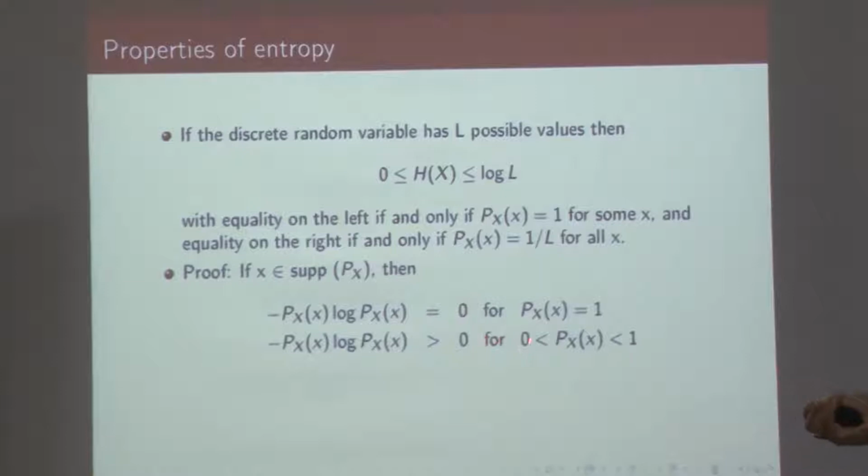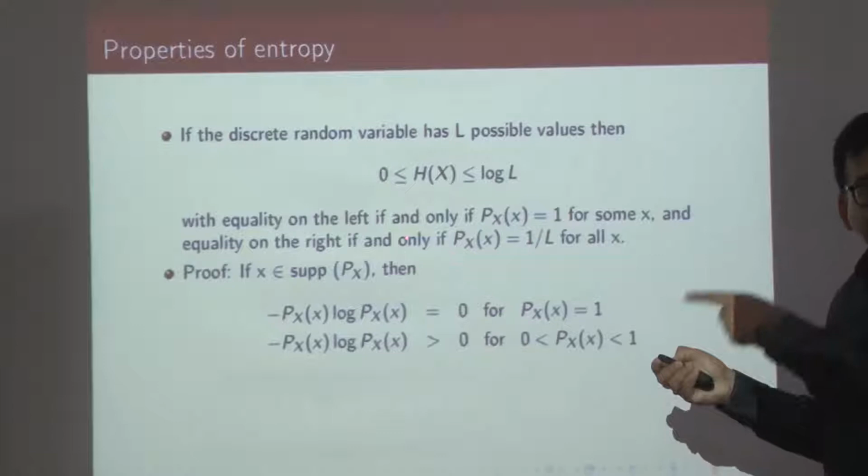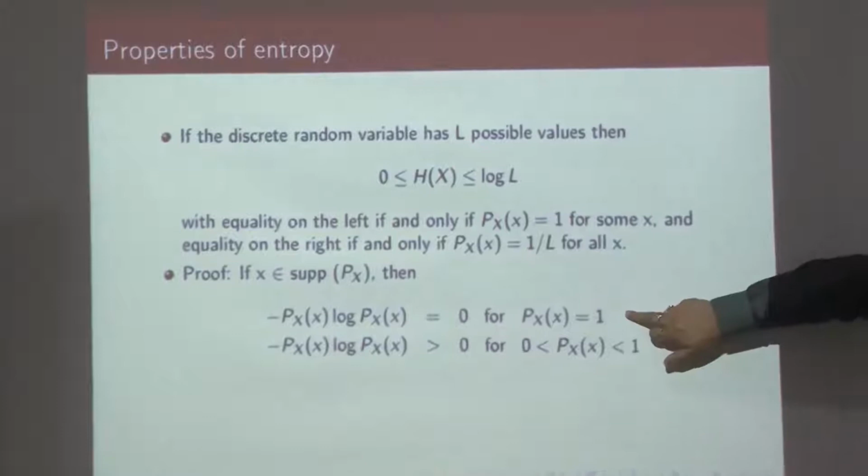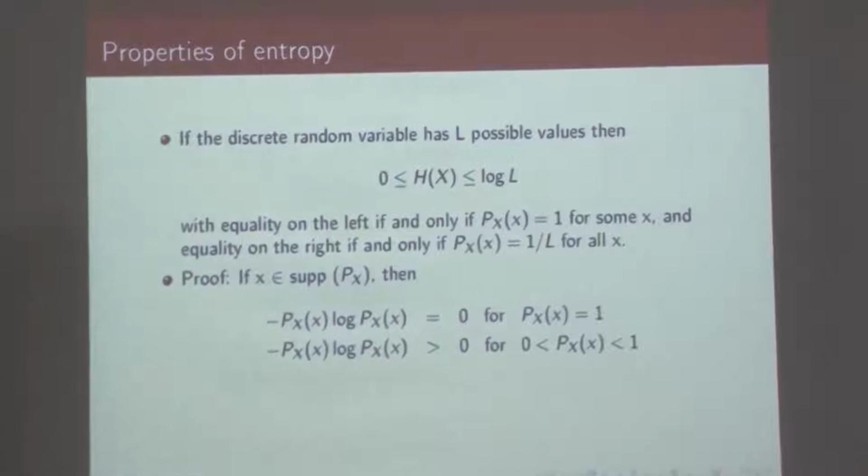And what happens when p of x lies between 0 and 1? Log of a fraction will be some negative number, and then you are multiplying it by a negative of p of x. So negative negative is positive, and p of x is a fraction between 0 and 1, which is positive. So what you get is a positive number. So when p of x lies between 0 and 1, this quantity will be a positive number, correct? When you sum it over all L possibilities, that will be a positive number. So what we have shown is h of x is greater than or equal to 0. True? It is 0 when p of x is 1, otherwise it is greater than 0. Okay, so we have shown the left hand side. Any questions here? Is this clear?